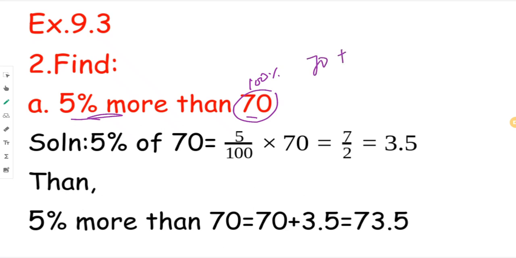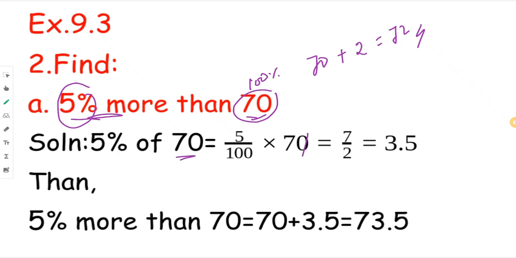When I find this 5% of 70, I'll get a definite number, right? So maybe 2, whatever we get, we have to add that, and that will be our answer. Let's just have a look. It will become clear, right? So like I said, we'll first find 5% of 70, right? So 5 by 100 into 70.